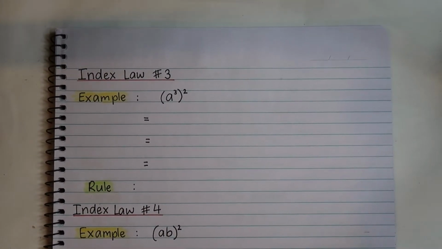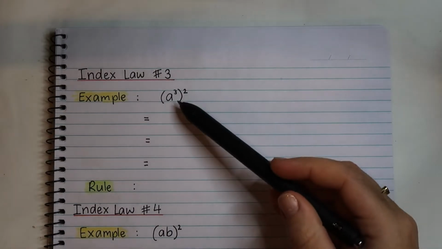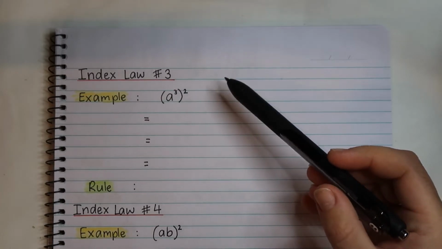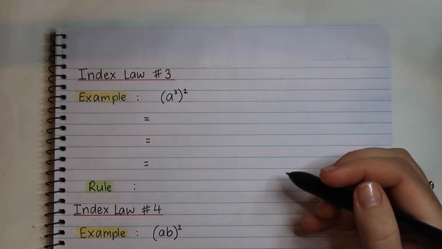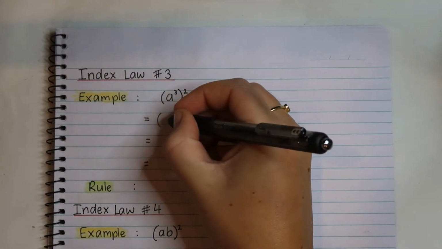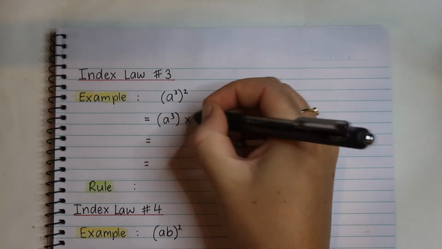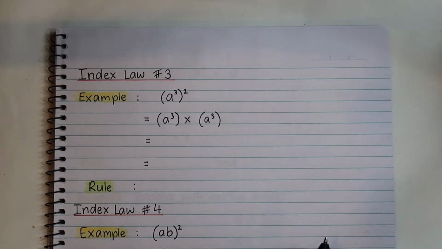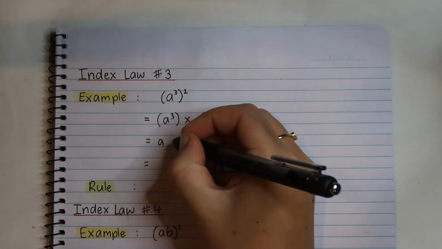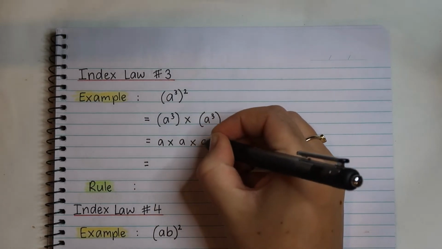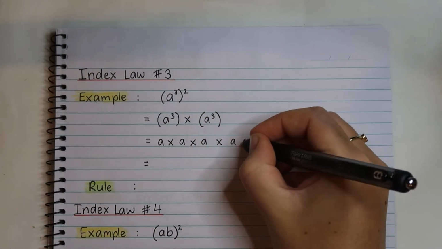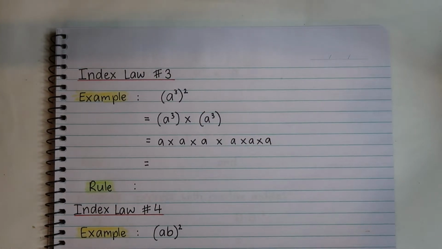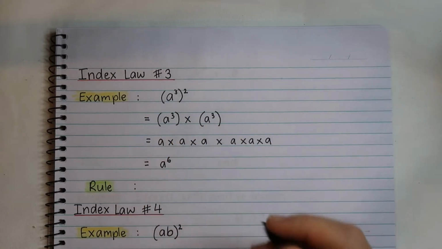So moving on to index law number 3. So our example here is in brackets a cubed, close brackets, squared. So again, let's write this out in expanded notation to understand where the law comes from. So we get a to the power of 3 multiplied by a to the power of 3, because there's two lots of them. So we can expand this a little bit more. So now we're going to expand those brackets. So a times a times a multiplied by a times a times a.